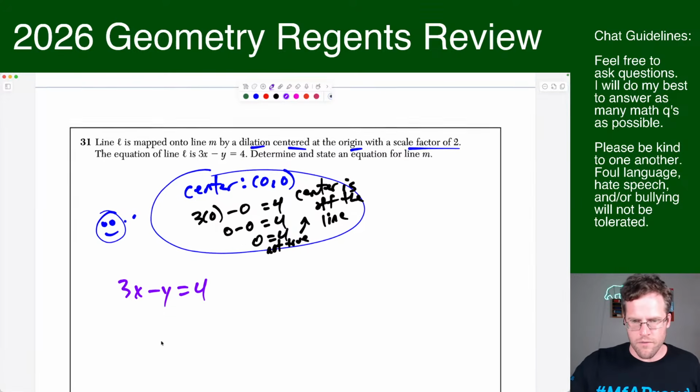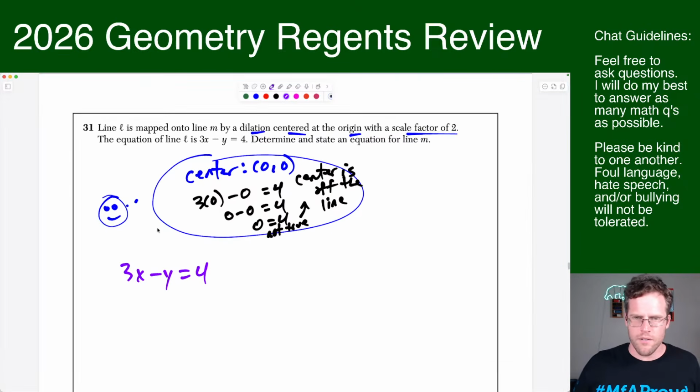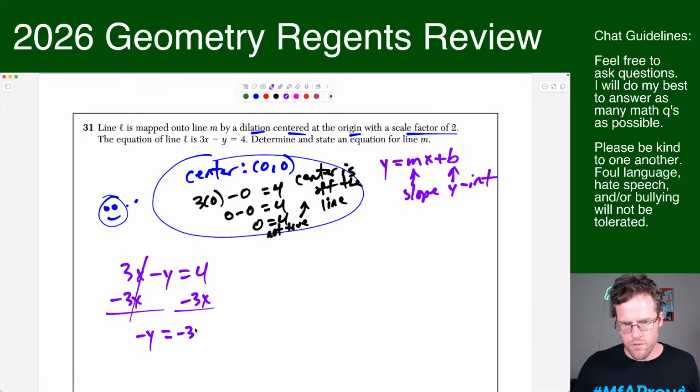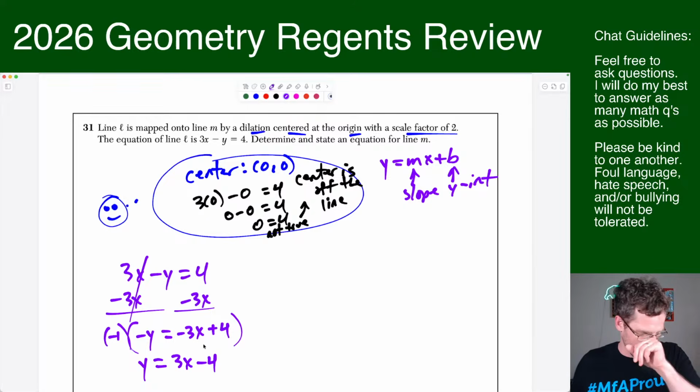All right, so for this, first I would solve for y. So just think y equals mx plus b. And this is your slope, and this is your y-intercept. Okay, so how about I go minus 3x? Yeah, that works. So we get minus y equals negative 3x and positive 4. And then just multiply everything by negative 1. So then y equals positive 3x minus 4.